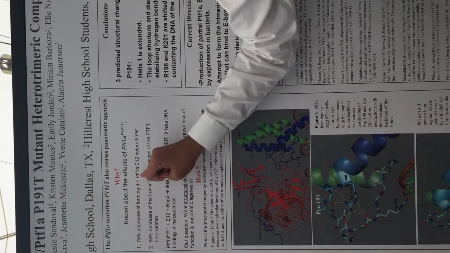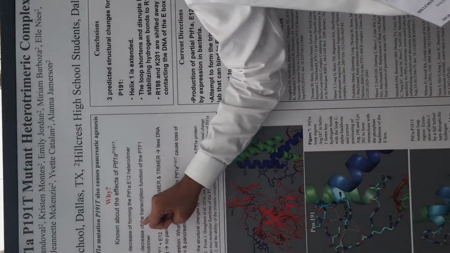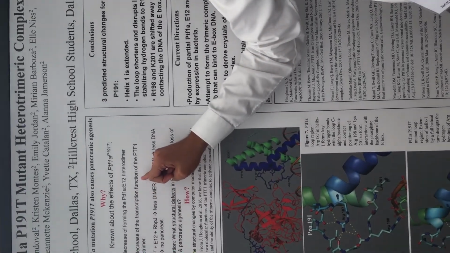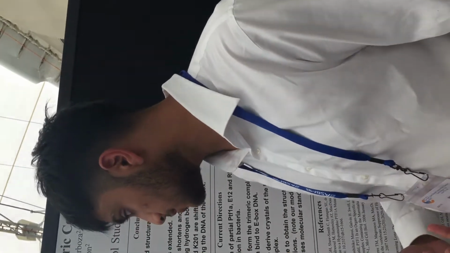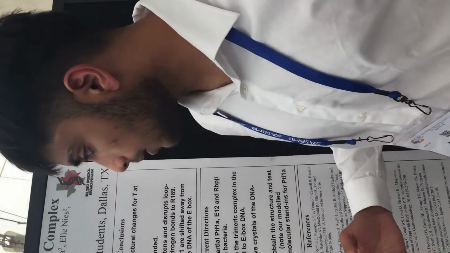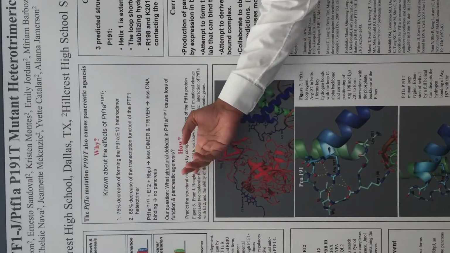Due to this proline changing to a threonine, what can be seen is a 75% decrease in forming the PTF1A E12 heterodimer, and a 66% decrease in the transcription function of the PTF1 heterodimer, which basically means that it was losing its interaction with the DNA, and as a result, not as much mRNA was forming, which would go on to produce the proteins needed to develop the acinar cells.